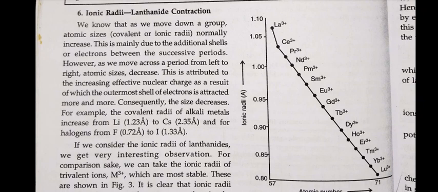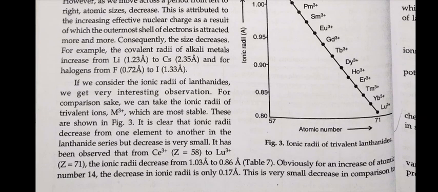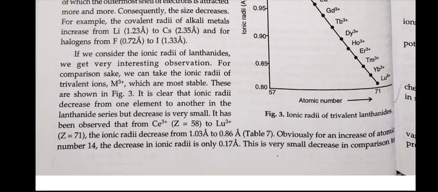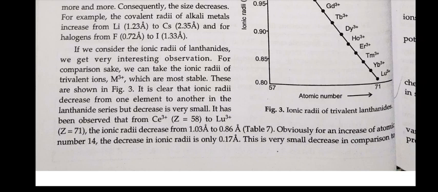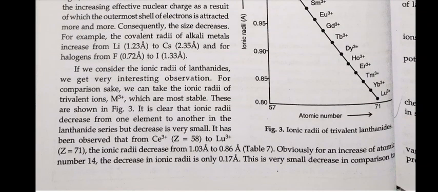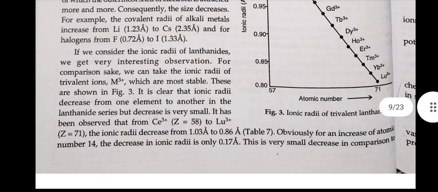This is attributed to the increasing effective nuclear charge, as a result of which the outermost shell of electrons is attracted more and more. Consequently, the size decreases. For example, the covalent radii of alkali metals increase from Li to Cs. If we consider the ionic radii of lanthanides, we get a very interesting observation.